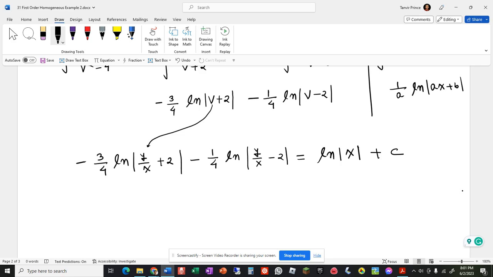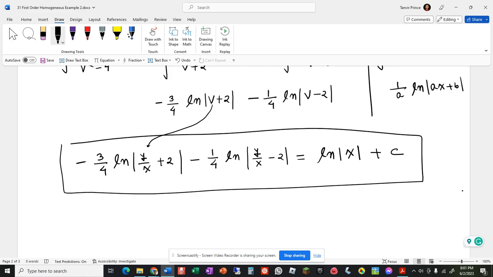It is actually, perhaps you can simplify this, using some of the properties of logarithm. If you want, you can do that. So this is your implicit general solution, because y is not solved in terms of x.